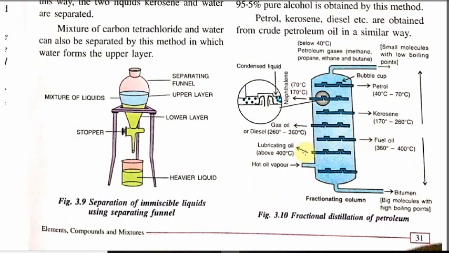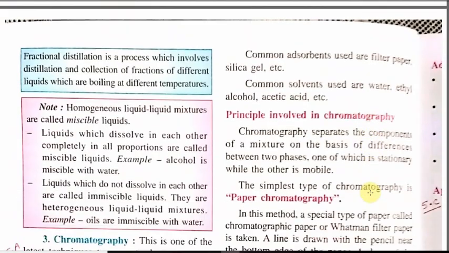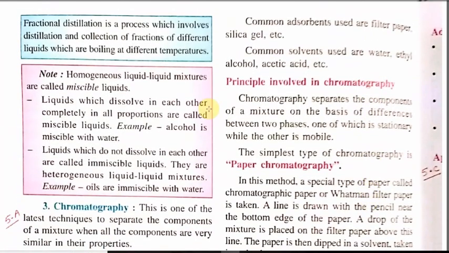Now you can see lubricating oil, boiling point 400 degrees C. It will also not rise much. It will go through this pipe. And this is bitumen, which is also called pitch. You can also call it alcatra, which is used in road production or road manufacturing.